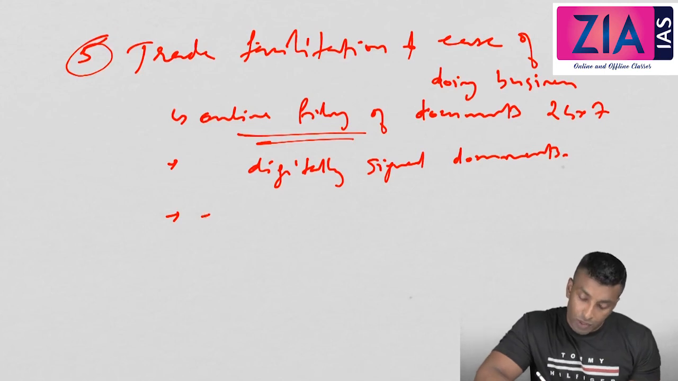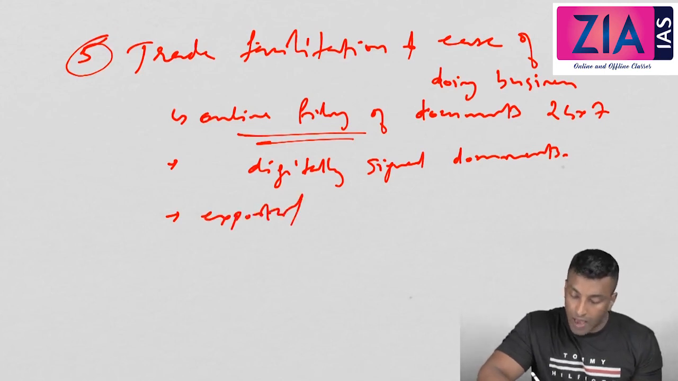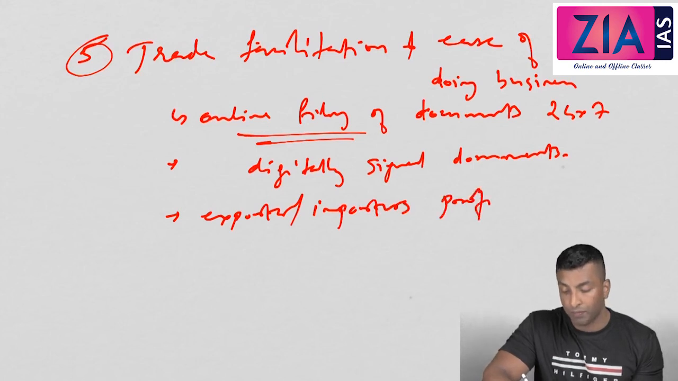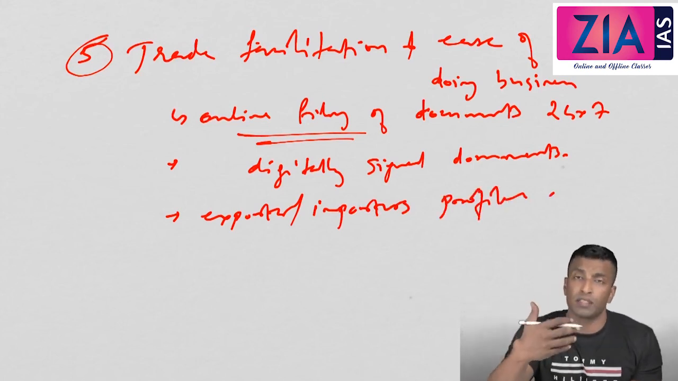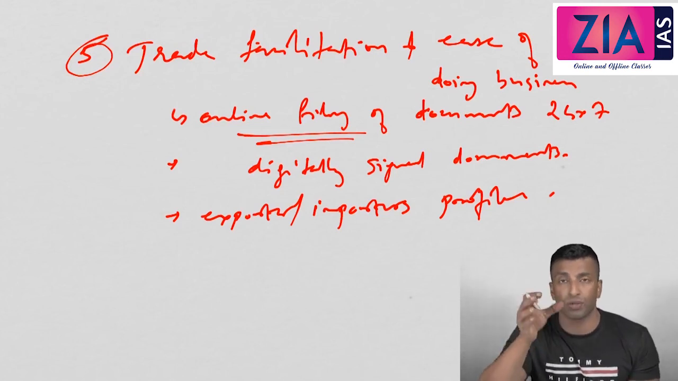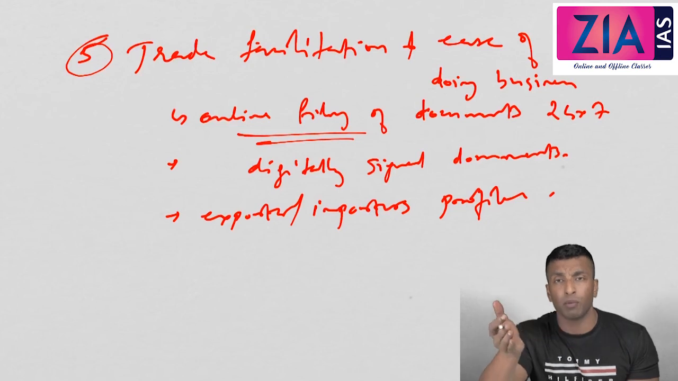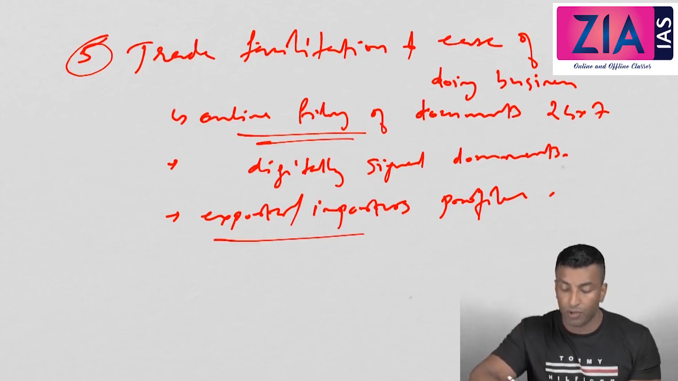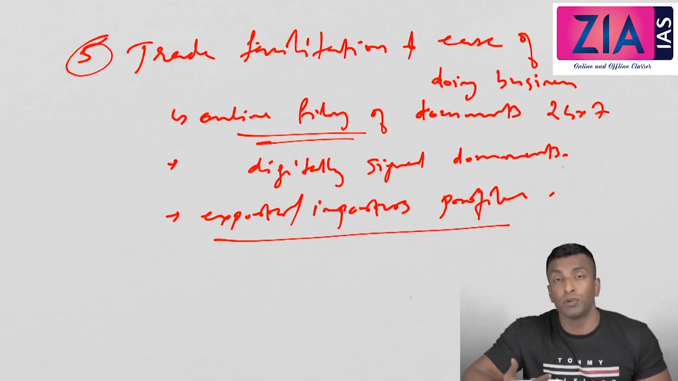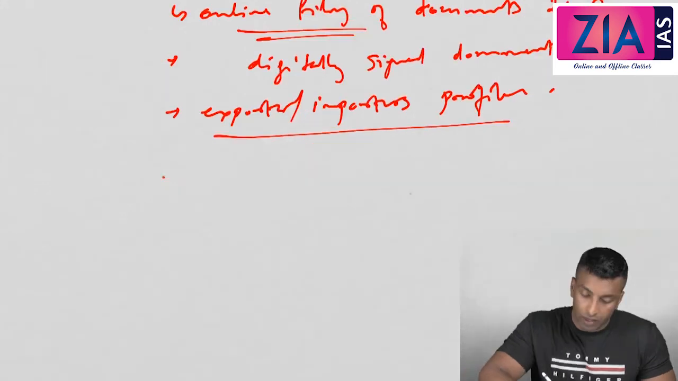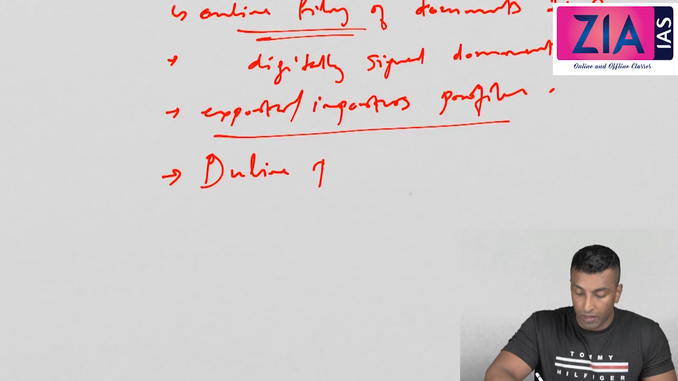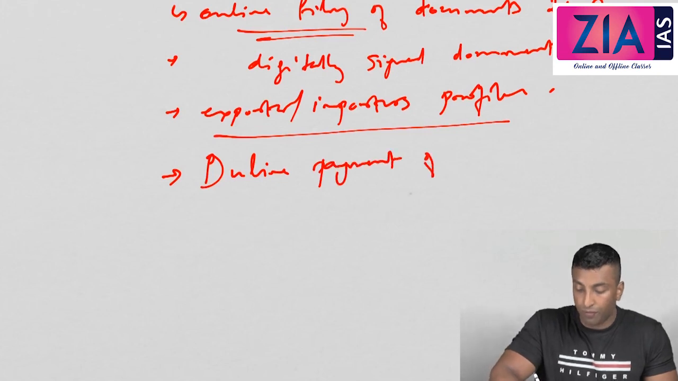Third point: the exporters and importers profile will be created. Okay, why is it done? Because otherwise every time when you export or import, you have to produce the same documents again and again. So some of the permanent documents you can keep permanently once you create the profile, which helps you avoid producing the documents again and again. Okay, next point: facility for online payment of fees.